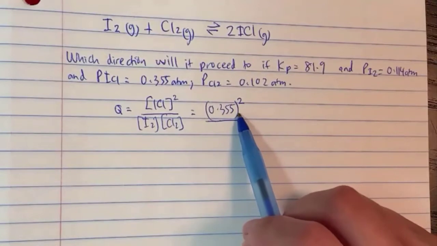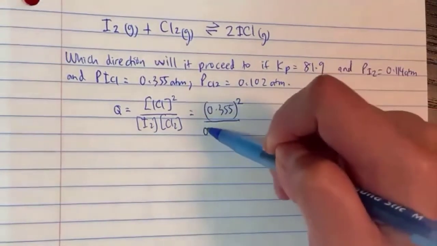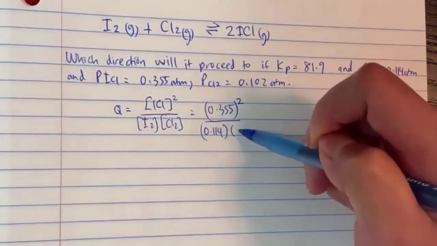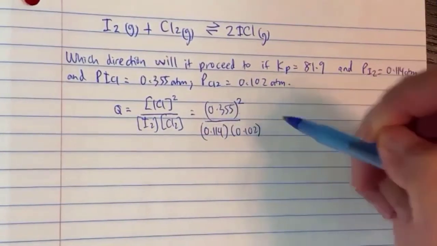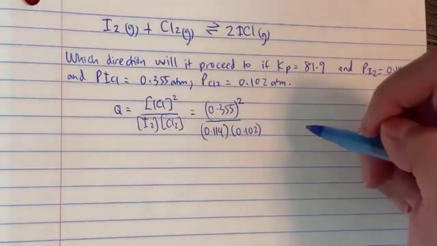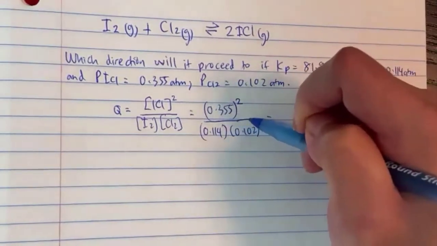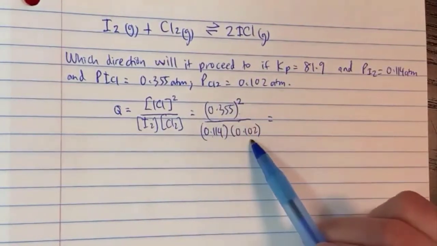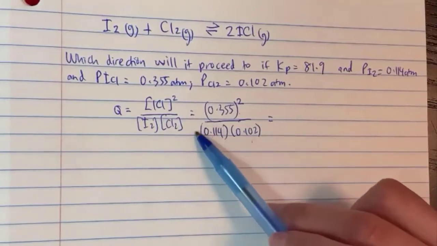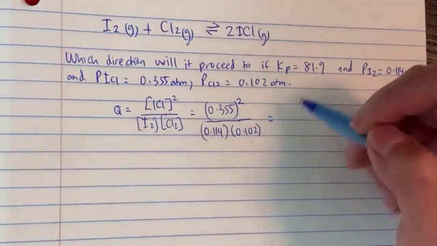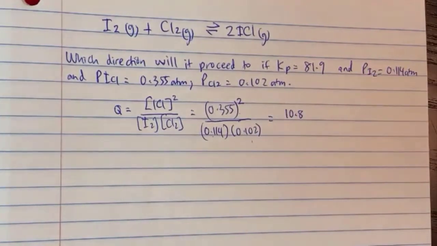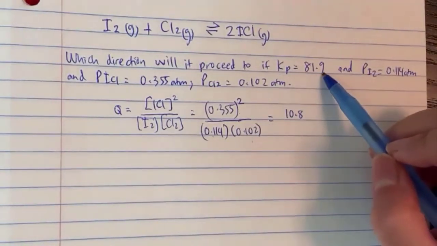ICL 0.355 squared, and then I2 is 0.114, and then CL2 is 0.102 on the bottom. Okay, so in that case, put this in your calculator. This should be still pretty simple. Square the top, divide by these two numbers on the bottom. If you're doing it straight, remember to put parentheses outside of these two in your calculator. You get 10.8.